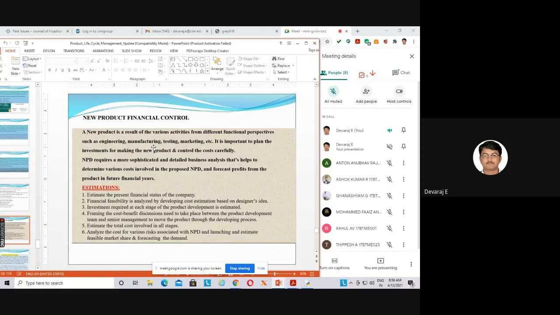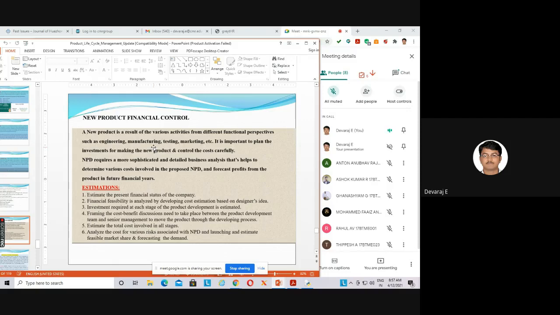They will discuss all these things, then estimate the total cost involved in all stages. So if you add all the cost which is involved in each stage, you will get the total cost: the engineering, that is design plus manufacturing plus testing plus marketing. This gives your total cost. Plus other things will be there, like the packaging or the transportation. Everything you should consider: packaging cost, then transportation cost, everything you should add in this.